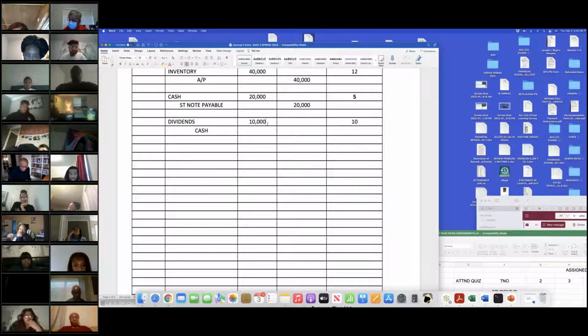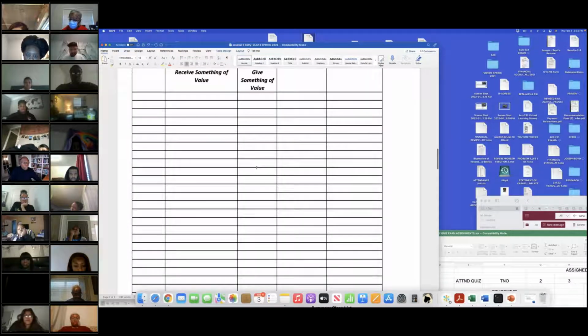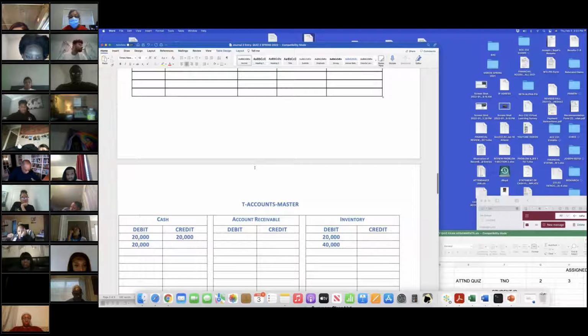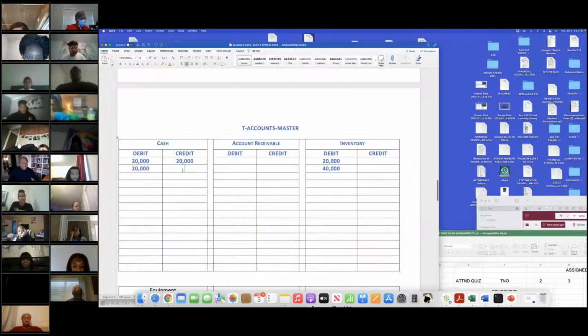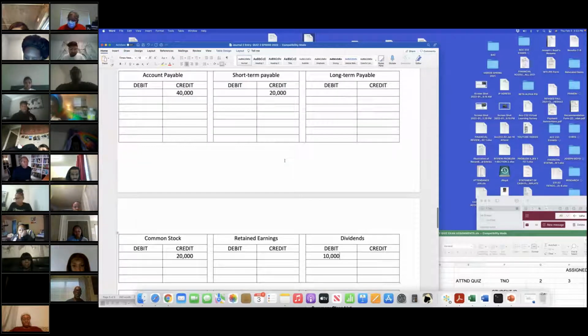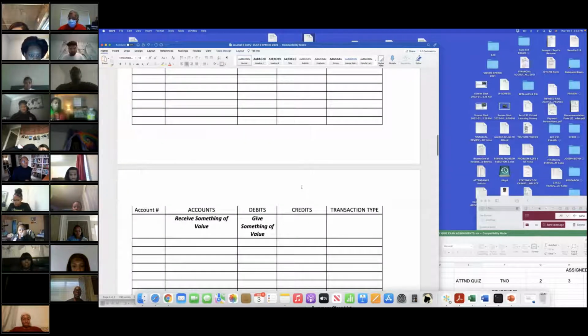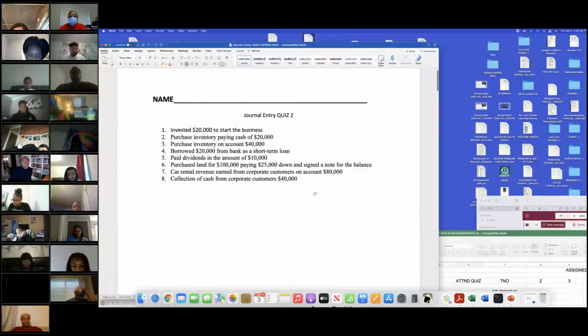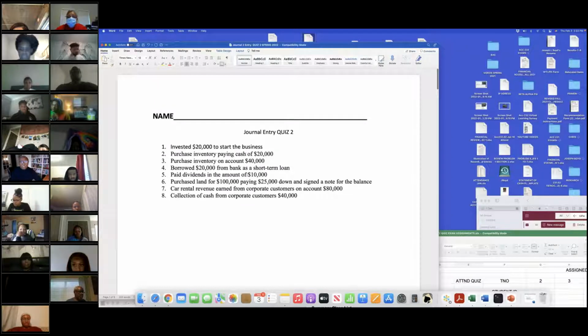Y'all have this posted? So you should have put a credit in here for cash for 10,000. Then you should have gone down to dividends and put in a debit. So I got the accounts in here for you in the order that they are in the chart of accounts. So we're reviewing that first quiz. It should be submitted, of course, at this stage, 3:30.